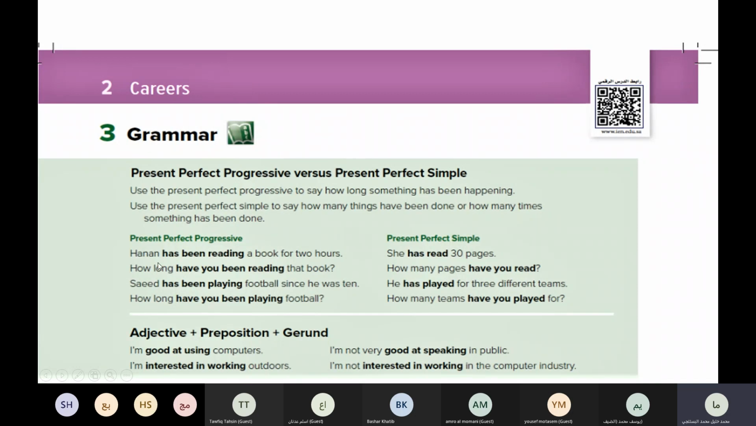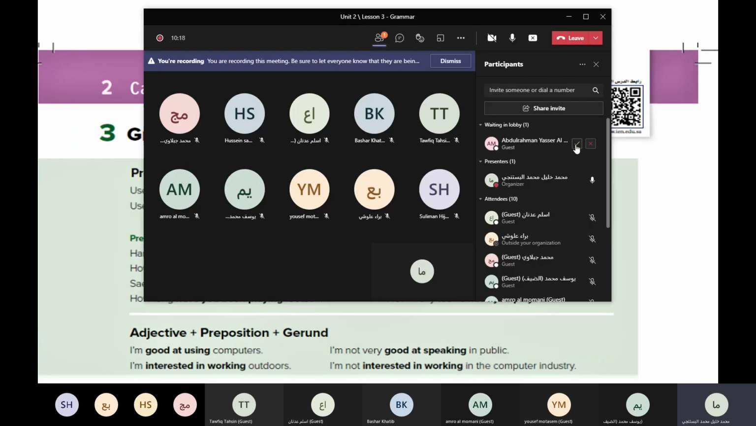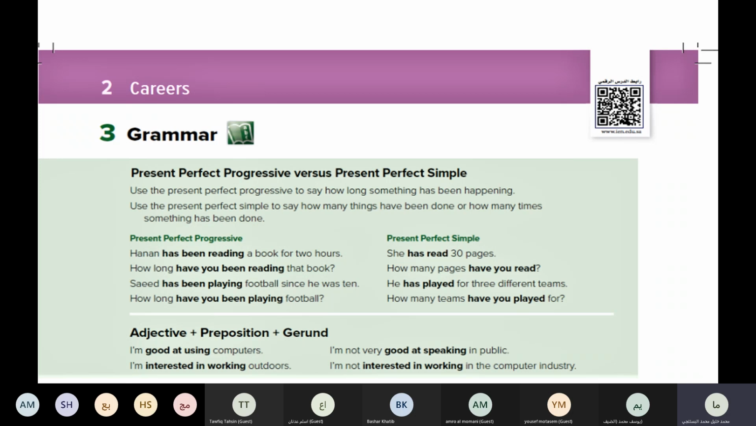Look here. Hanan has been reading a book for 2 hours. So she started 2 hours ago, still reading up to now, and she may continue in the future. So here we use the present perfect progressive because we focus on time. Okay? Right. Who can read the next here under the present perfect?